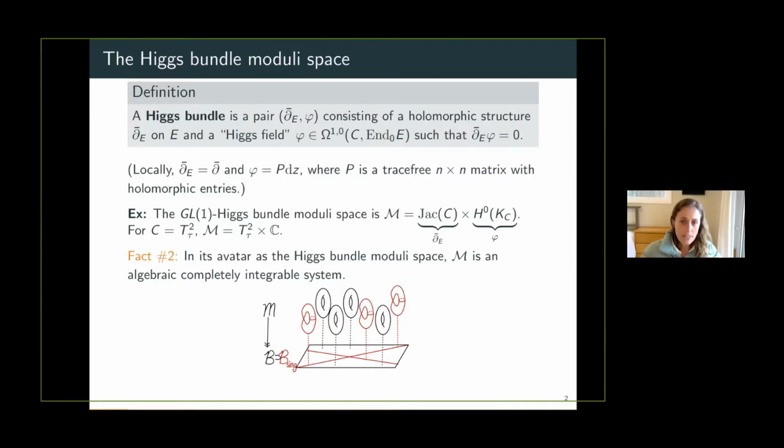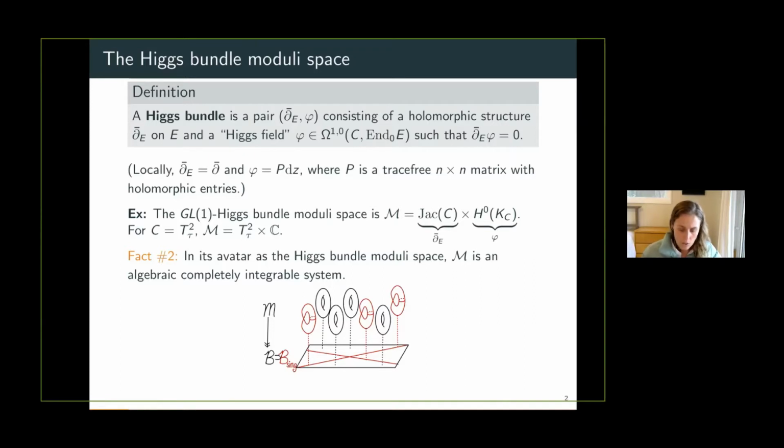Yeah, so that in its avatar is that you always have this structure that a Higgs bundle moduli space is an algebraic, completely integrable system. So what that means is that you have this fibration. M is a holomorphic symplectic space, and it's fibred over a half-dimensional complex space. This map is easy to describe. You're sending this Higgs bundle to just the collection of eigenvalues of the Higgs field. Because the Higgs field is locally an n by n matrix, there's n eigenvalues, and so that's what the point of the base is encoding.